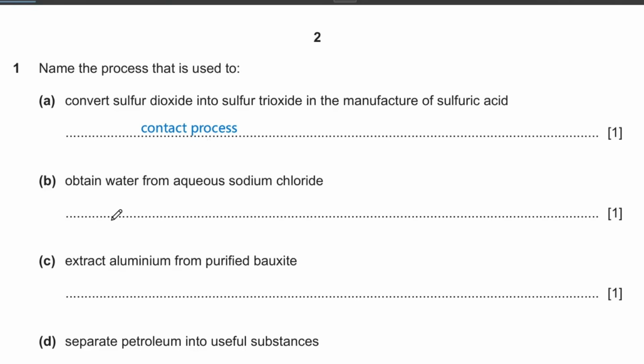B. The process that is used to obtain water from aqueous sodium chloride. The answer is distillation. We separate water from dissolved salt by boiling and condensing. C. Extract aluminium from purified bauxite. The process is electrolysis. Aluminium is too reactive for carbon reduction. Remember, metals that are too reactive for carbon reduction are extracted using electrolysis.